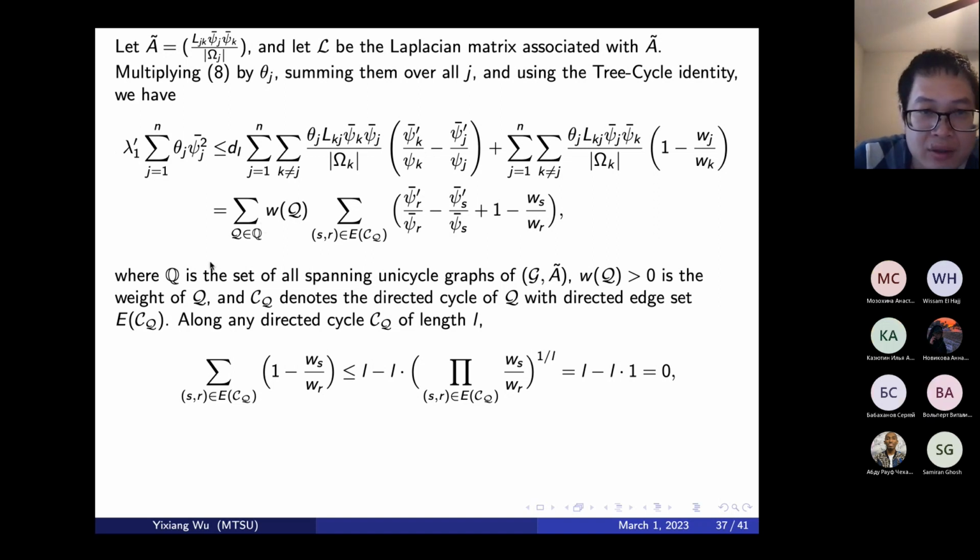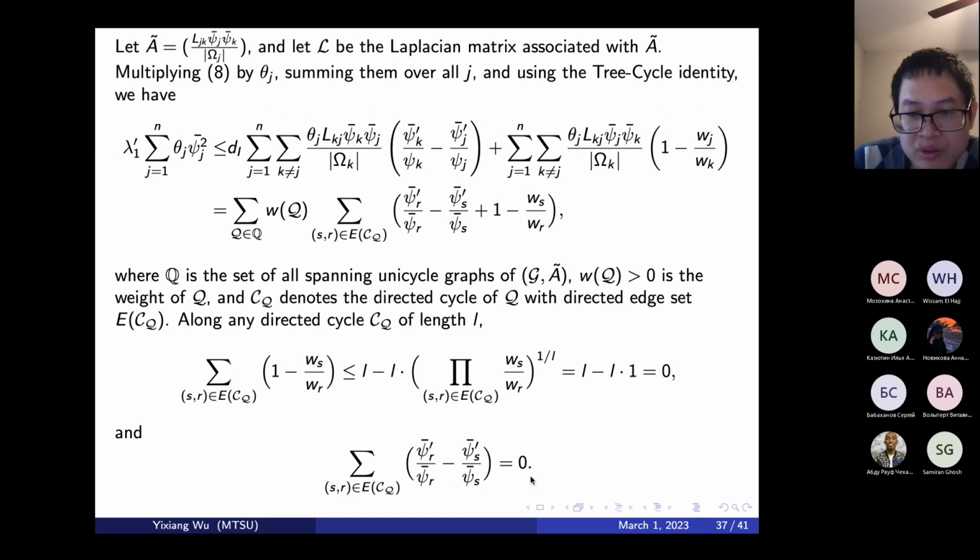Q is the set of all spanning unicyclic graphs, and along any directed cycle, we can apply this mean inequality to get this term to be less than or equal to 0. And then the other sum will be equal to 0.